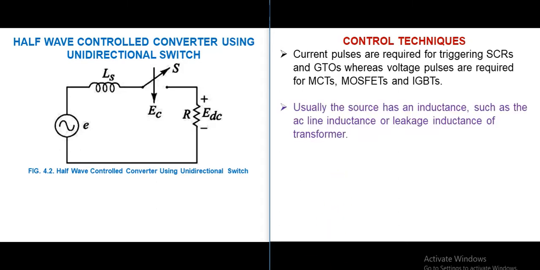Usually the source has an inductance such as AC line inductance or leakage inductance of the transformer. So why is the transformer coming into the picture? Because whatever input we are giving, we are not giving it directly to the SCRs. We require a step up, step down transformer. So what is the function of a transformer? The transformer steps up the input voltage or steps it down.